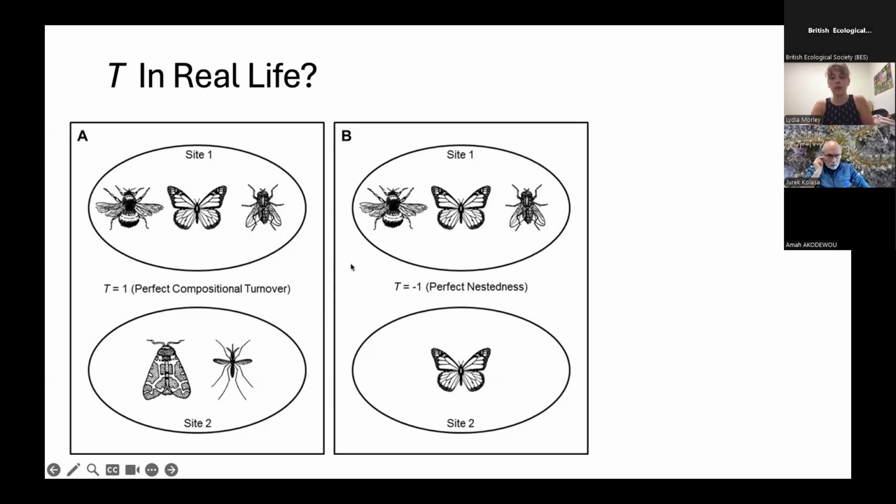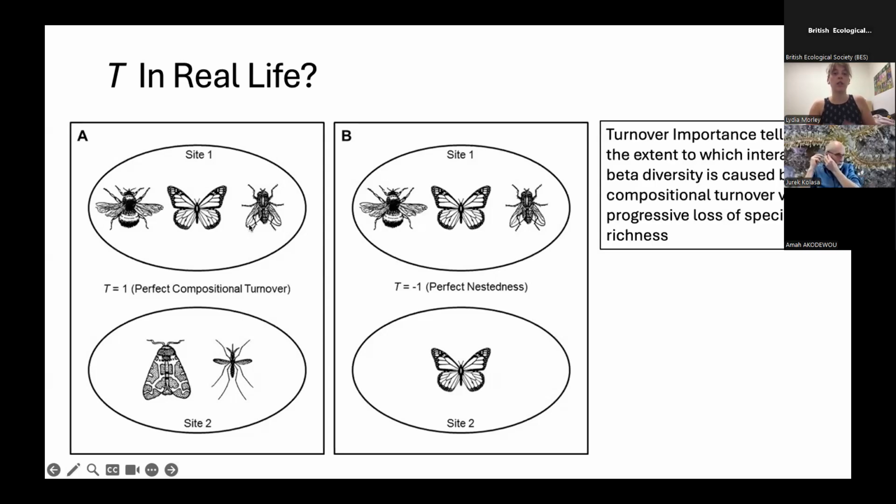Whereas orchid B, on the other hand, has perfect nestedness. That is, all of its interactors are a proper subset of the most diverse set. So site 2 just contains some, but not all, of the pollinators from site 1. And this also means that there is probably a core set of pollinators that this orchid really associates with, while having some flexibility in some other parts. And all of this can tell us some really important things.